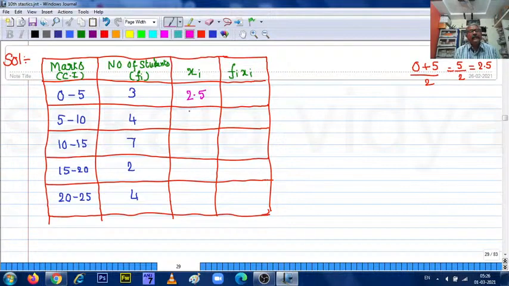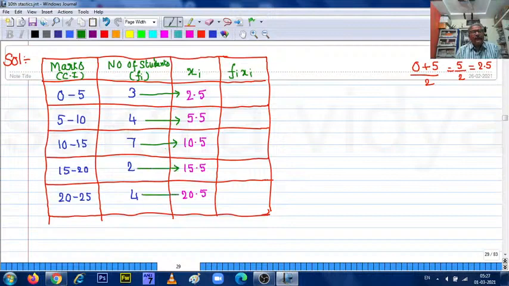So 2.5 plus 5 is 7.5, plus 5 is 12.5, plus 5 is 17.5, plus 5 is 22.5. Just find the first one, the remaining you easily get by adding 5, 5, 5, and you get all the mid values. After that, we multiply 3 with 2.5, 4 with 7.5, 7 with 12.5, 2 with 17.5, 4 with 22.5. That means we need to find fi xi.